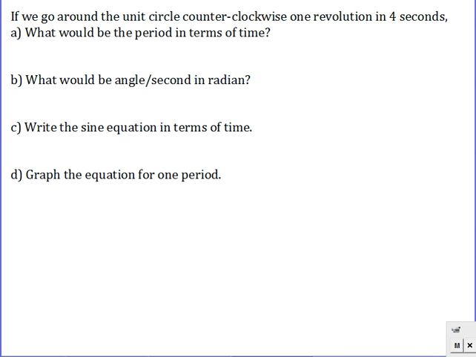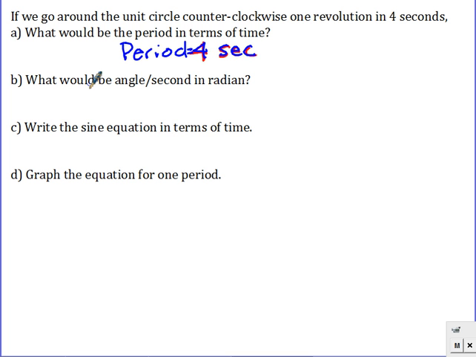Okay, so now we have this problem. If we go around the unit circle counterclockwise, 1 revolution in 4 seconds, we want to know what would be the period in terms of time. Well, it just said 1 full cycle in 4 seconds, so our period is 4 seconds. If it takes us 4 seconds to get around, then that is our period. Now that is not going to be the number in our equation that we use, so we need to do something to it before we figure out our rate.